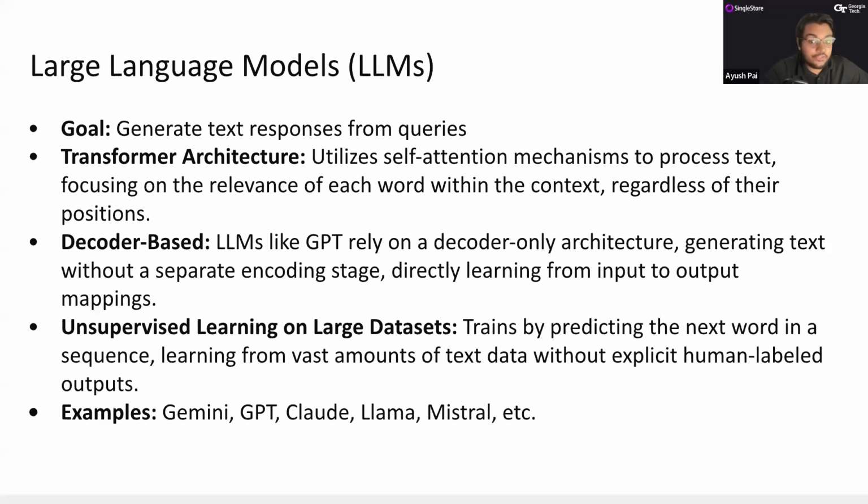Obviously, the training involves a lot of unsupervised learning on huge data sets, right? Some of these models have billions and trillions of parameters at this point. The model learns to predict the next word in a sequence, absorbing the complex patterns and linguistic structures without the real need for labeling training data. This enables the model to generate responses that feel natural and human-like. Some examples of these large language models that we see today are Gemini, which we'll go over today, GPT, Claude, Llama, Mistral, and there are many more.